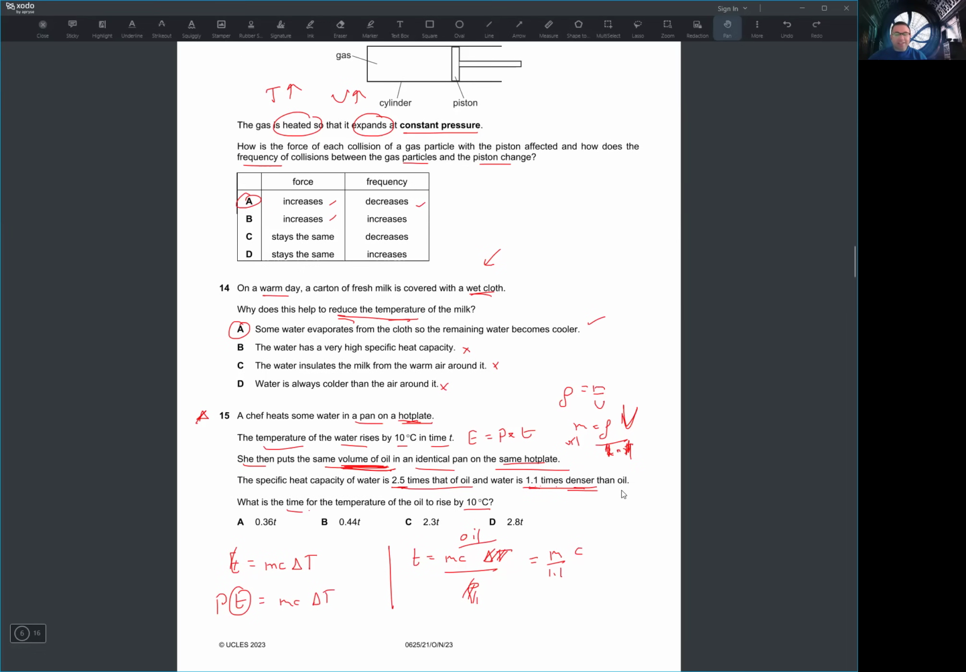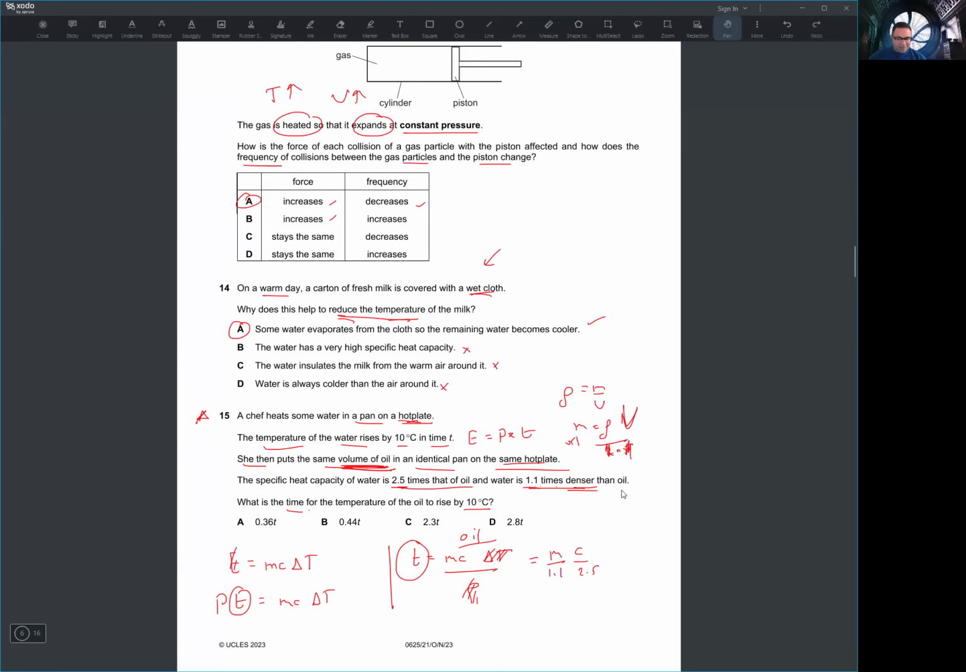It's less. Less by how much? By 2.5 times. So wait, you mean to tell me that the time will now be less by 1.1 times and by 2.5 times? I would say, yeah, it's less by both. But how do I work this out?